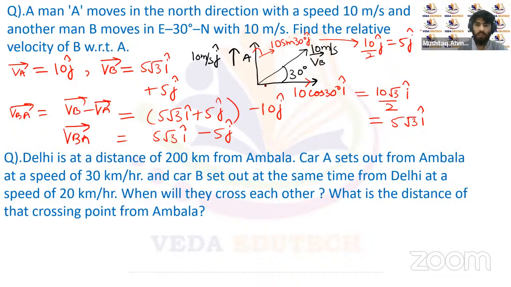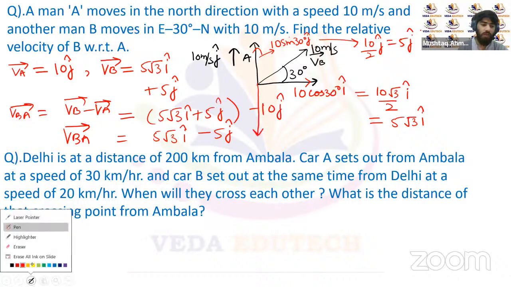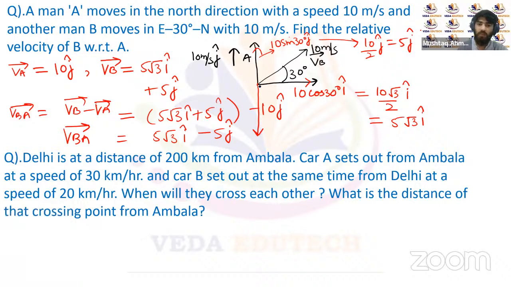And we can plot this 5 root 3 i cap minus 5 j cap. It means it has one component along the positive x direction and another component along the negative y direction. It means that the direction of VBA will be along this, right? This will be the direction of VBA, because there is a component of VBA along the x direction and another component along the minus y direction. So this is how the VBA will be, right?